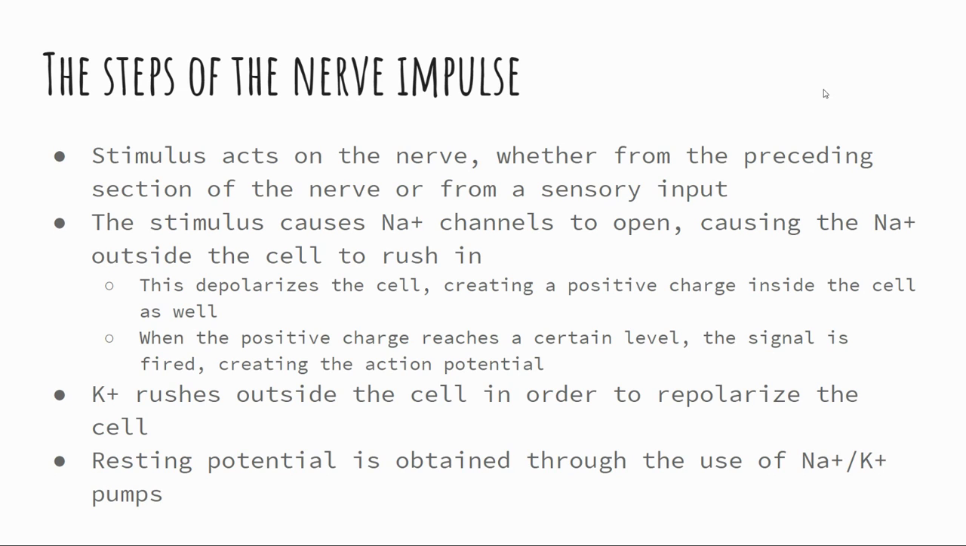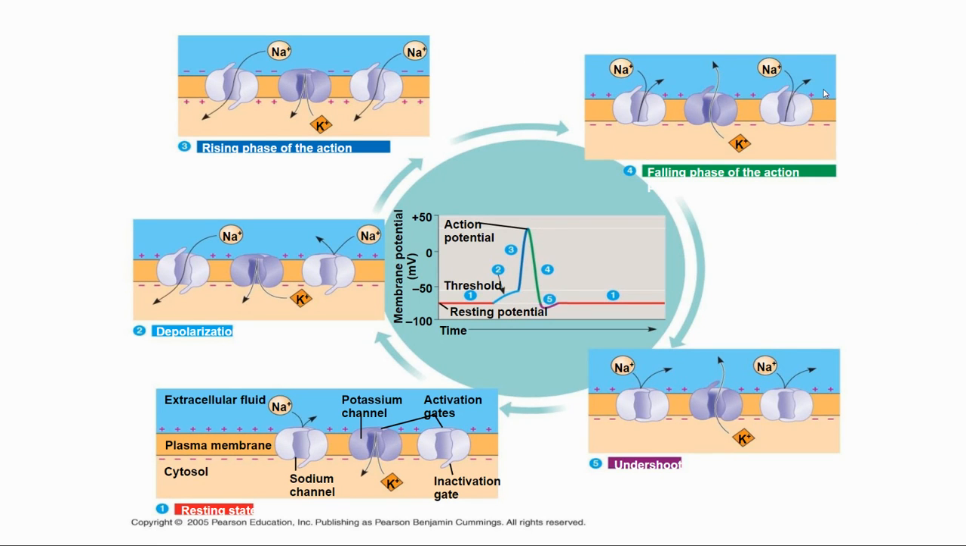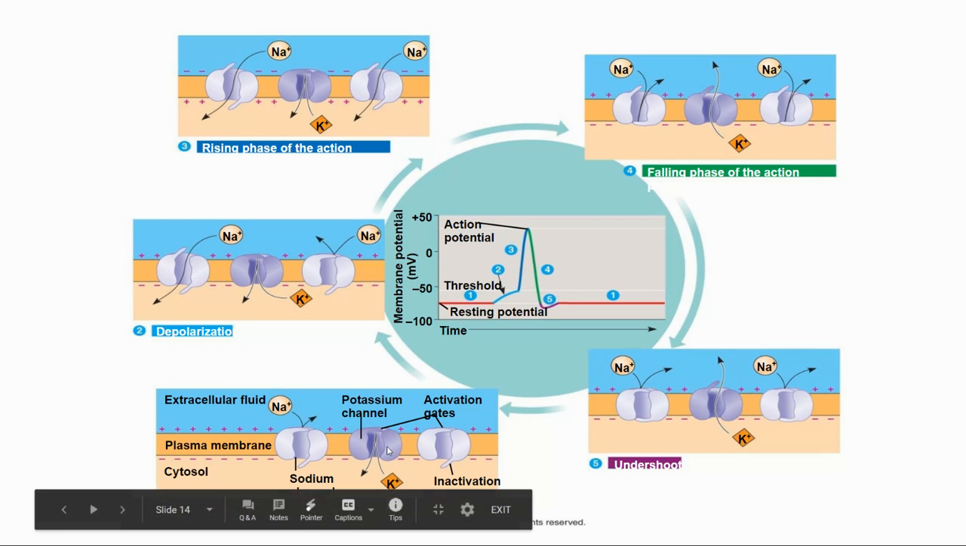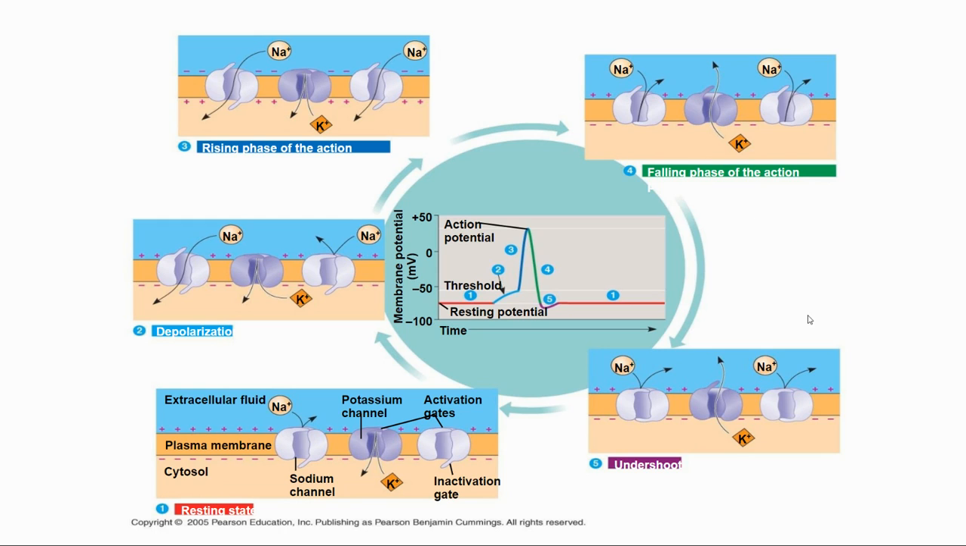Resting potential is obtained through the use of sodium and potassium pumps. And that is what you see here, okay? The resting state: you see sodium's outside, potassium's inside. Depolarization: sodium comes in. Rising phase of action: sodium continues to come in. Then potassium rushes out, which is going to repolarize the cell.